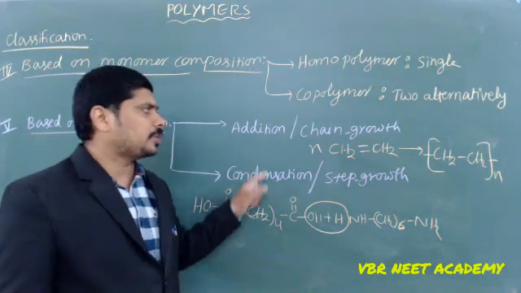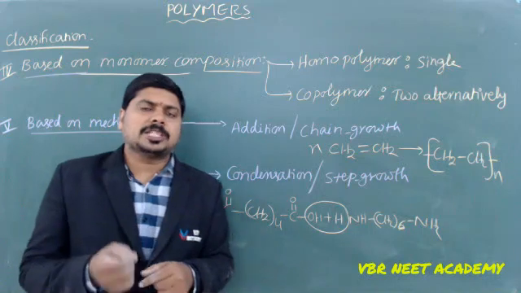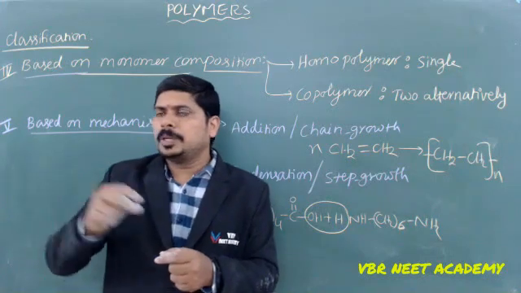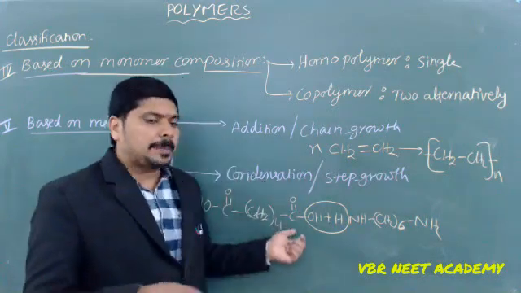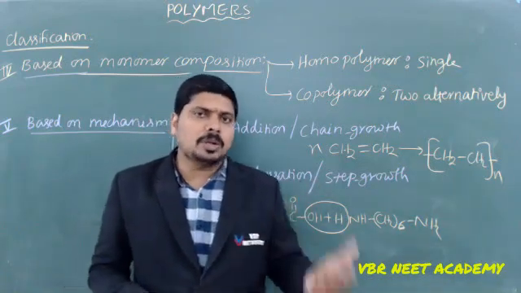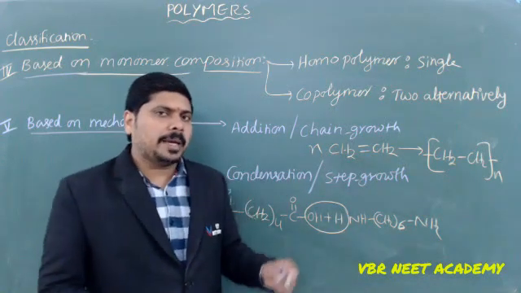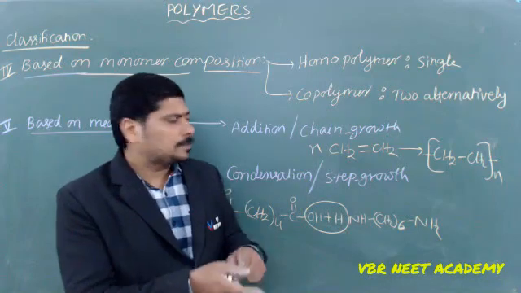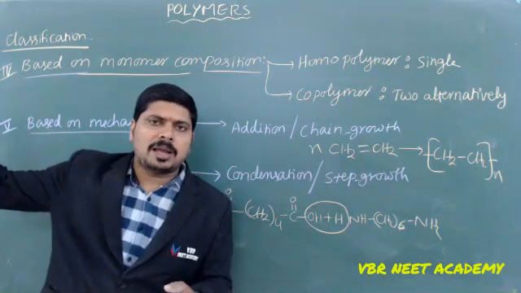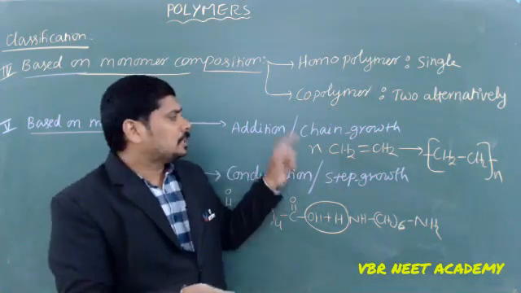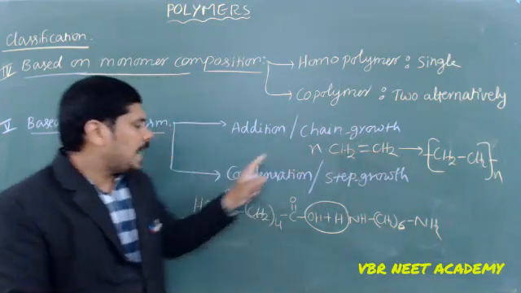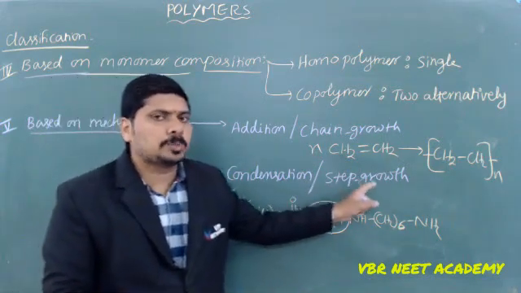Why is it called step growth, and why chain growth? In addition polymerization, the growth of the polymeric chain is in the form of chains. In step growth polymerization, the growth of the polymeric chain is stepwise. That means we can control the growth of the chain by controlling some steps. Whereas in chain growth or addition polymerization, it elongates continuously and we can never control the polymeric chain length. That's why addition polymerization is called chain growth and condensation polymerization is called step growth.